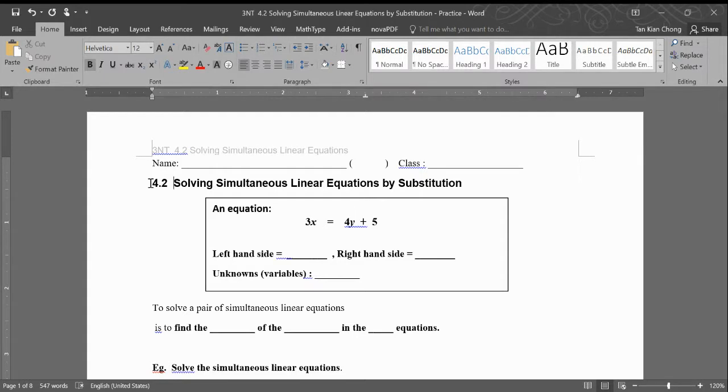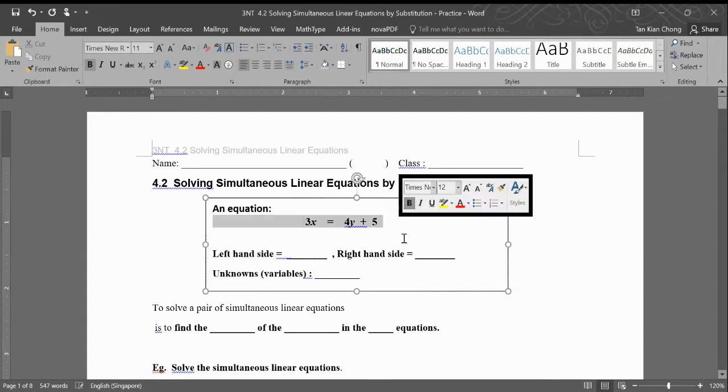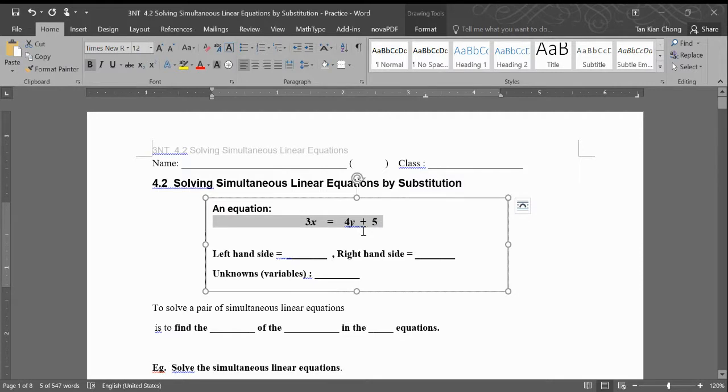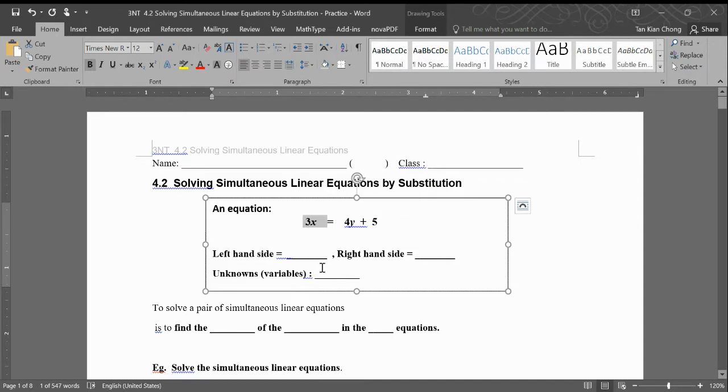All right, now let's go through some basics. Now this is an example of an equation. In this equation it says 3x equals to 4y plus 5. Now in this equation, let's first identify what is the left hand side of the equation. This is the equal sign. So on the left hand side we have the term 3x. Now what about the right hand side of the equation? This is the equal sign. So the right hand side is 4y plus 5.